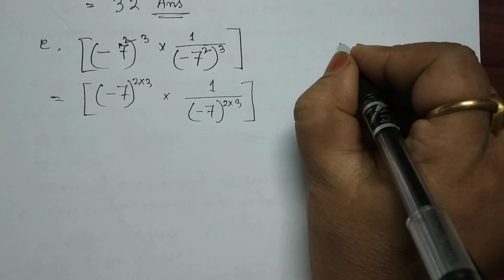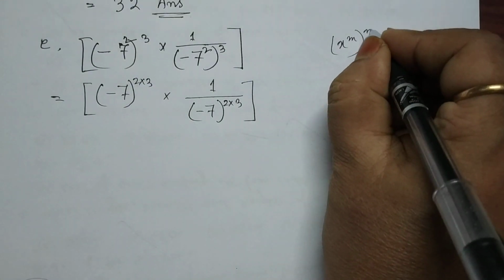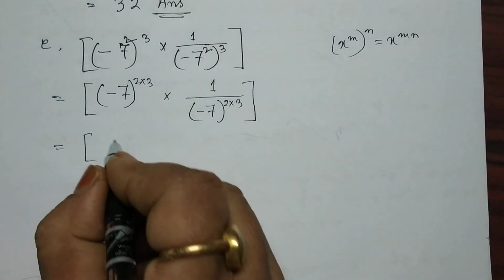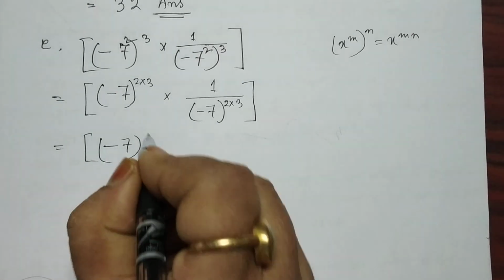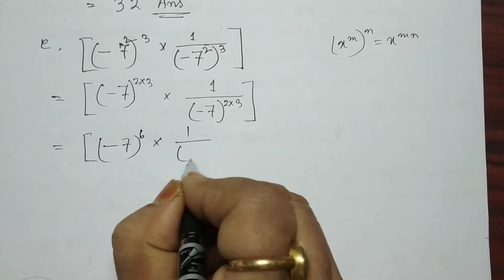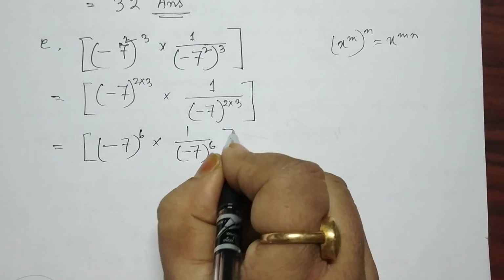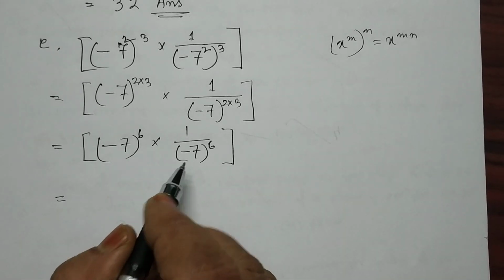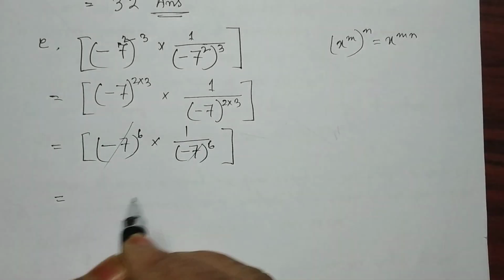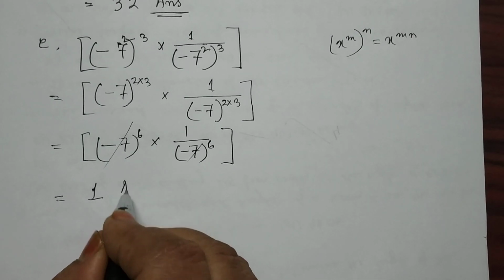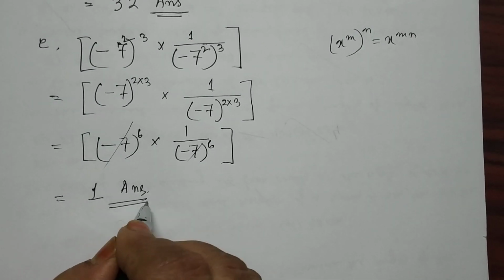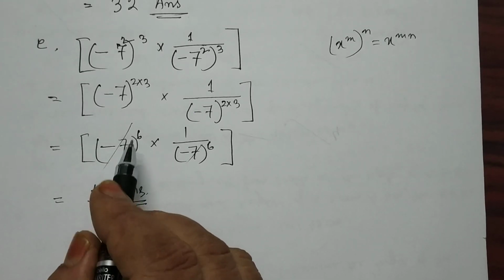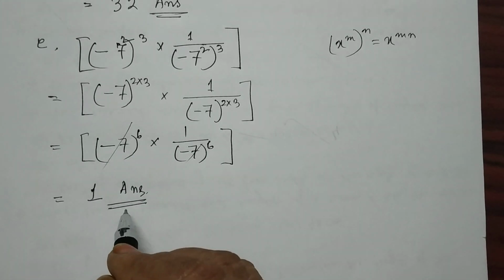Which property will we use? (x^m)^n is equal to x^(m times n). Therefore this one is equal to (-7)^6 times 1 by (-7)^6. Now here this one is the numerator, this one is the denominator, so directly we can cancel. This one is equal to 1. Therefore our answer is 1. You can use exponents also, but that process is lengthy. That's why you can cancel this and we will get the answer 1.